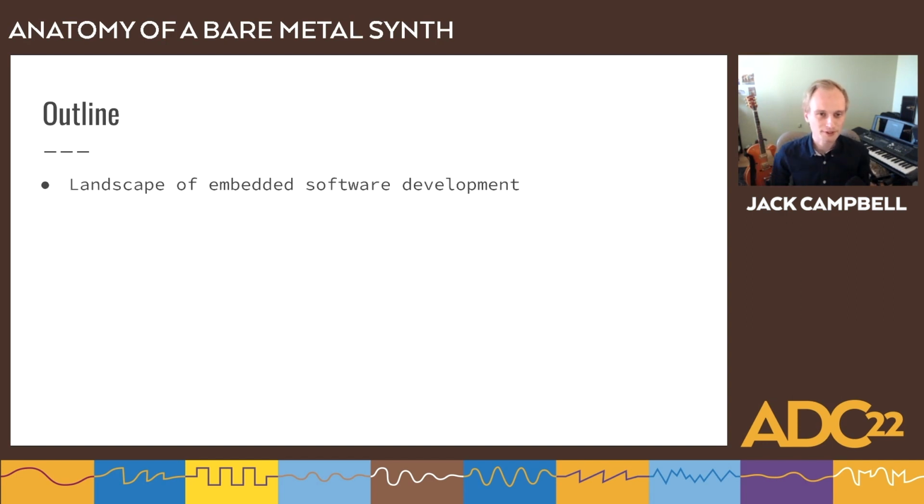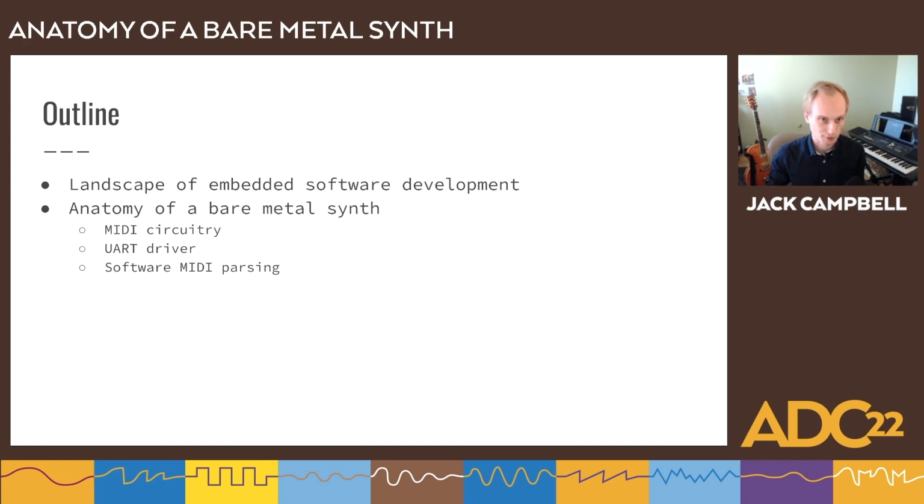I'm going to start with the landscape of embedded software so we can put into context the program that we'll be describing today into the greater embedded software world, and where you can go from there. We'll talk about this bare metal synthesizer as an example and an excuse to throw out a lot of jargon. We'll talk about the MIDI circuitry going into the synth, and then what that MIDI actually becomes. It becomes UART. We'll talk about what UART is. And then that UART ends up being parsed in our software, and things will start to look a little bit more familiar.